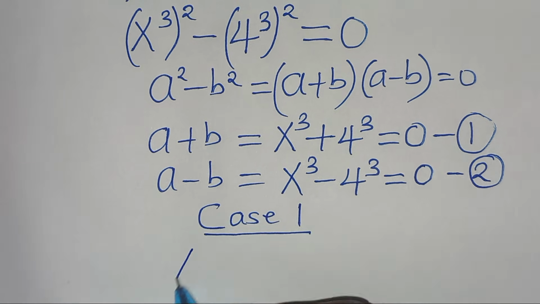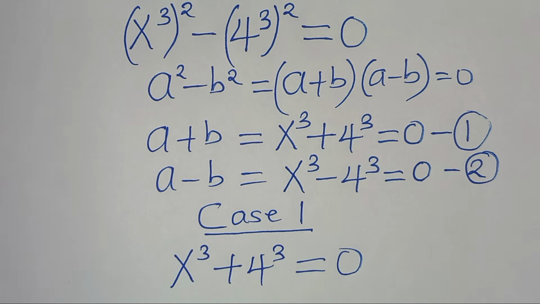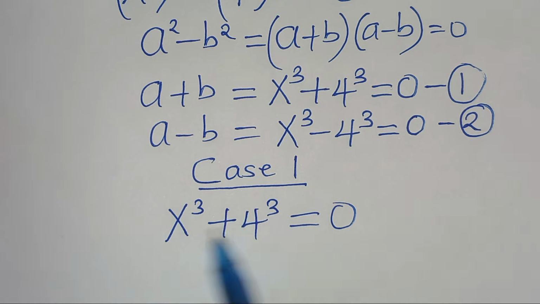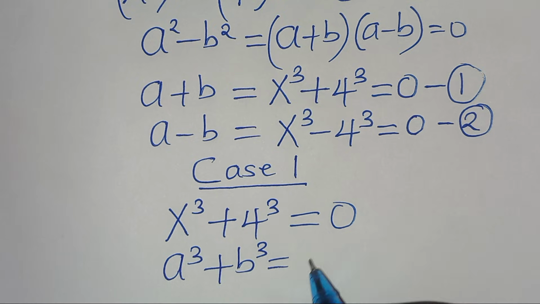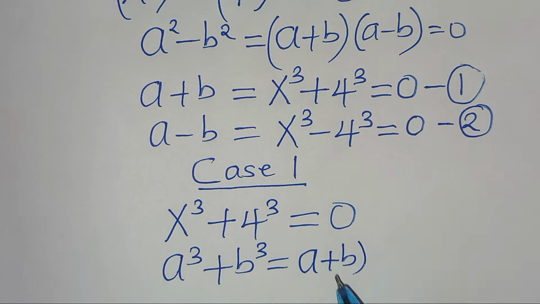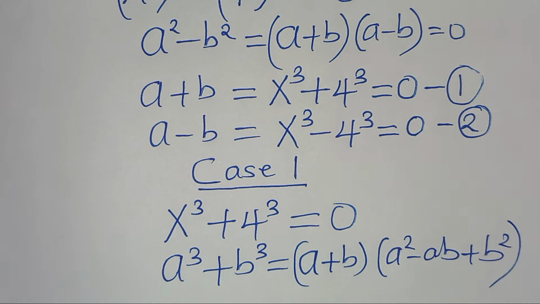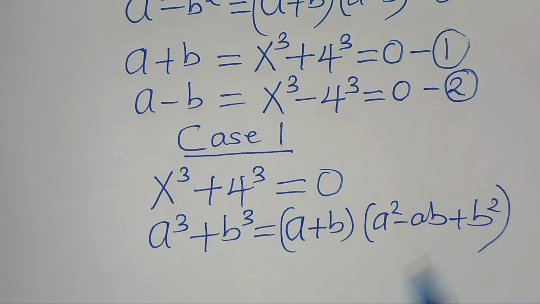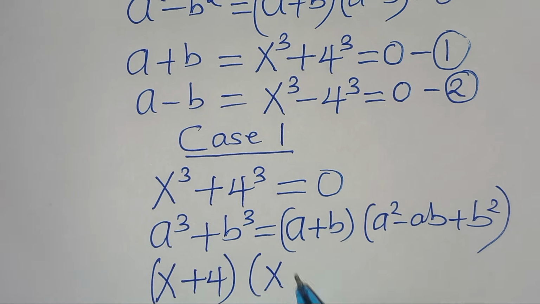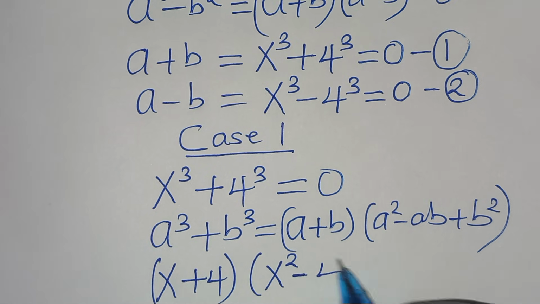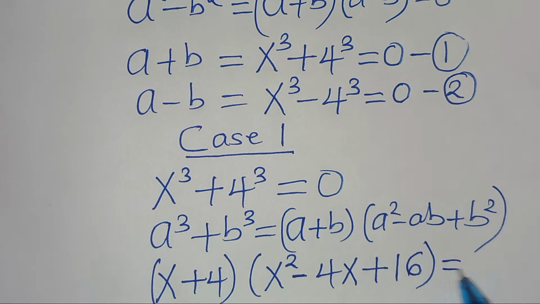So this means that we have x to the power of 3 plus 4 to the power of 3 equal to 0. This equation is in the form of a to the power of 3 plus b to the power of 3, which we can express as a plus b, times a squared minus ab plus b squared. Now let's apply this identity, so that we have x plus 4, then here we have x squared, subtract 4x, then plus 4 squared, which is 16, equal to 0.